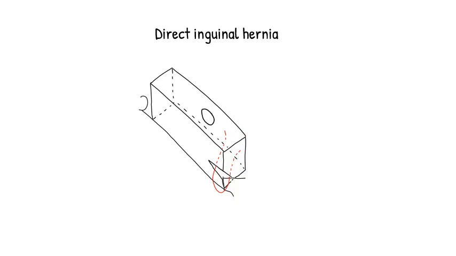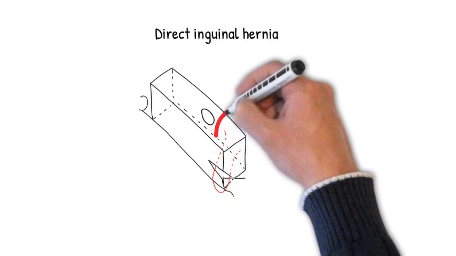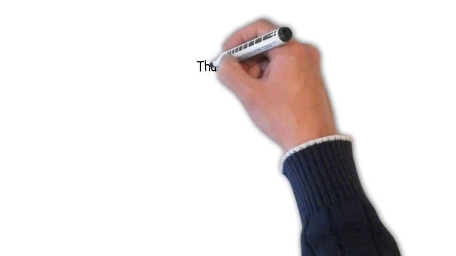The inferior epigastric artery is situated just medial to the deep inguinal ring, and as such serves as a landmark to distinguish direct from indirect hernias.